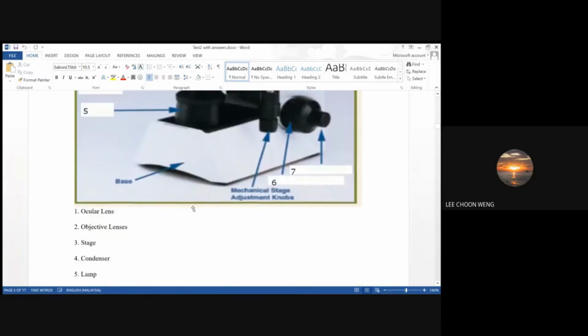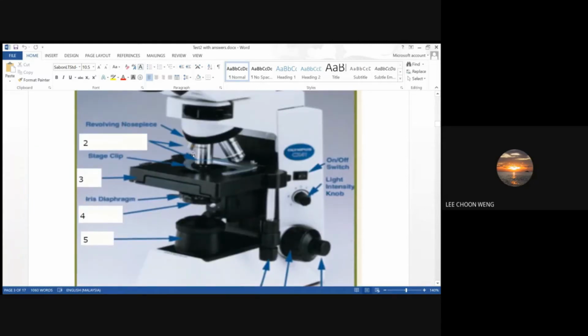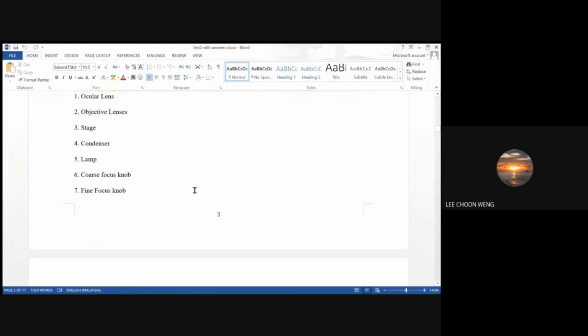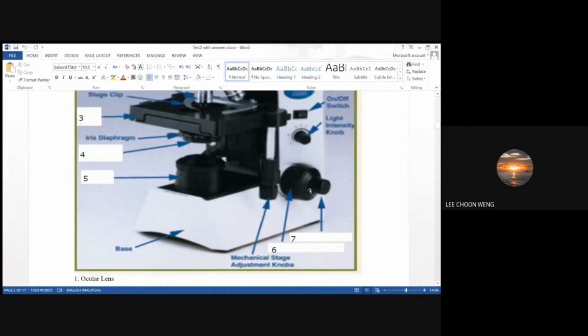So number 2 is objective lens. These are your lenses, objective lenses, your stage, your condenser, diaphragm. So condenser and diaphragm is to control how much light passes through your sample. So sometimes this helps to enable you to see the bacteria clearer. Okay. So this is the coarse knob and the fine focus knob.